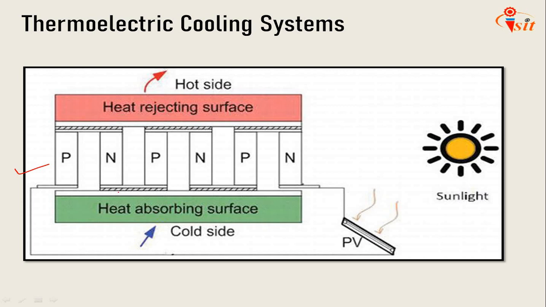An electric current flows across the joint of P and N type semiconductor materials by applying a voltage. When the current passes through the junctions of the two conductors, one junction absorbs heat from its surrounding space to create a cooling effect. So here there is a heat absorbing surface and a heat rejecting surface, and heat is deposited at the other junction. When the direction of the current is reversed, the system operates in heating mode due to the reversal of the heat flow process.